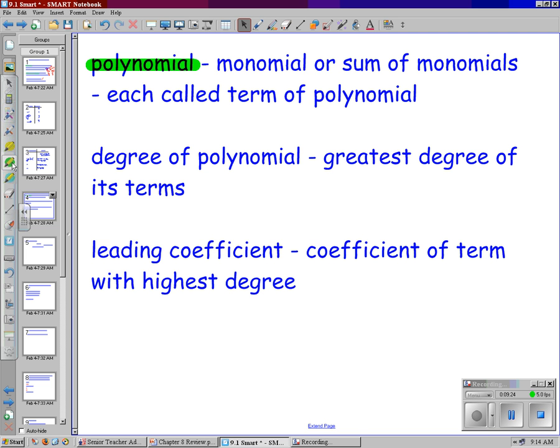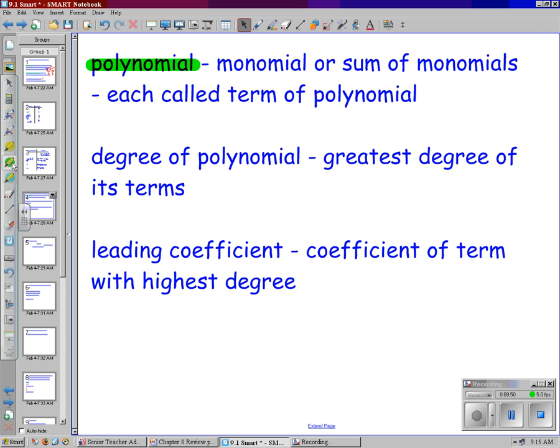Okay. And then we'll talk about a couple other kinds of polynomials here in just a moment. But a polynomial is kind of like the general term. So it can be a monomial, or it's going to be a sum of monomials. Each one of them is called a term. You've heard me use the word term before this year. Add the terms together, get your like terms together. You've heard me say that.